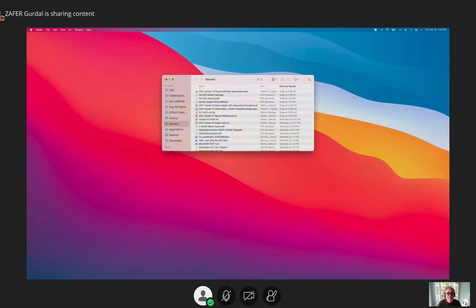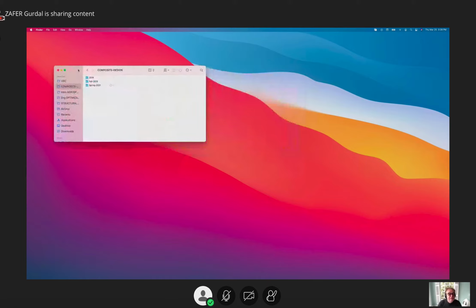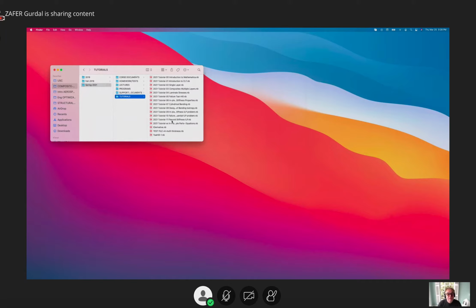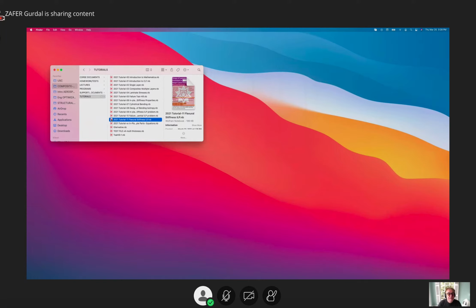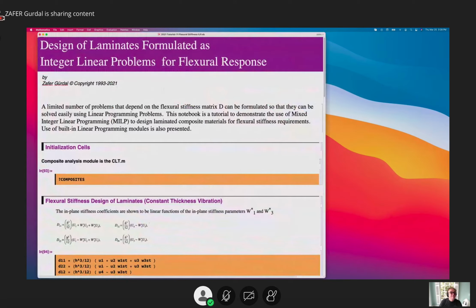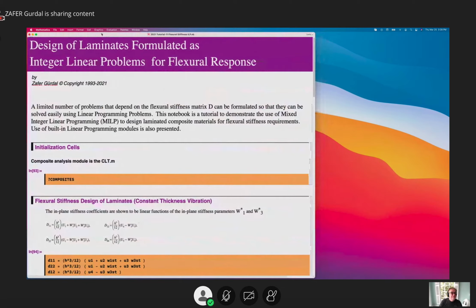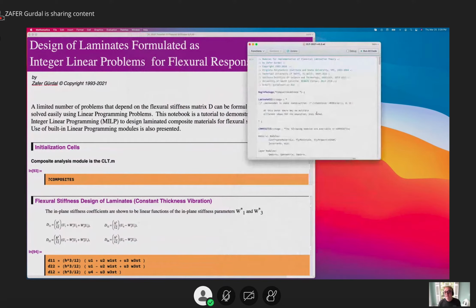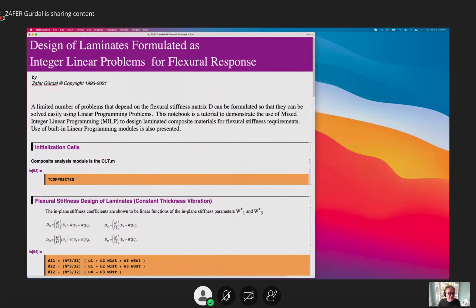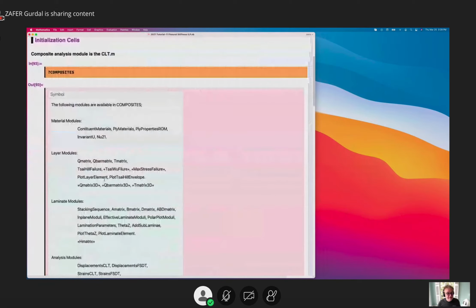Here are my tutorials. Composites, Spring, Tutorials. All right, this tutorial is not on the web yet because I was actually working on it this week. So let me open my CLT, run my CLT code, check if CLT is there. Yes.